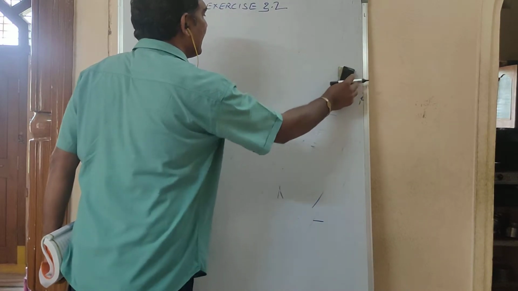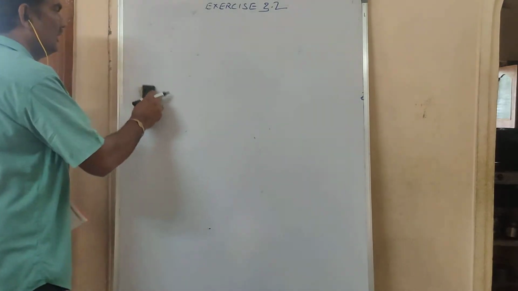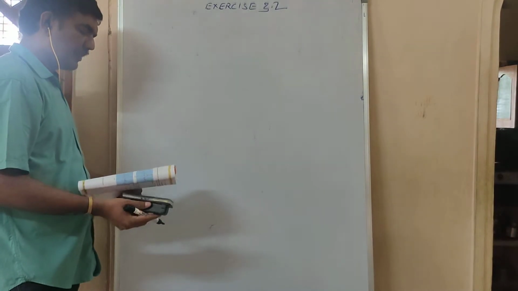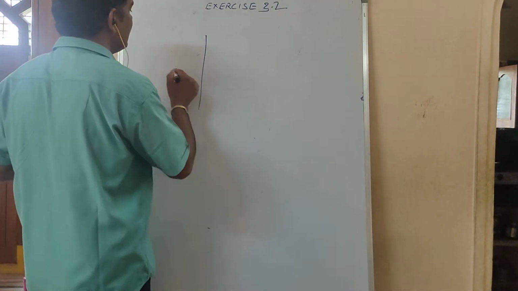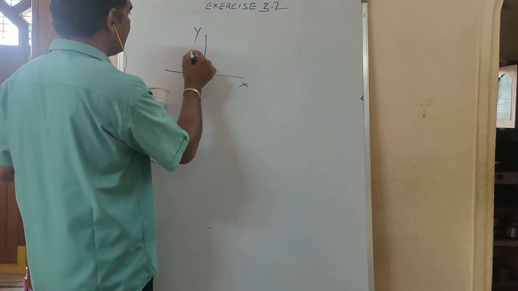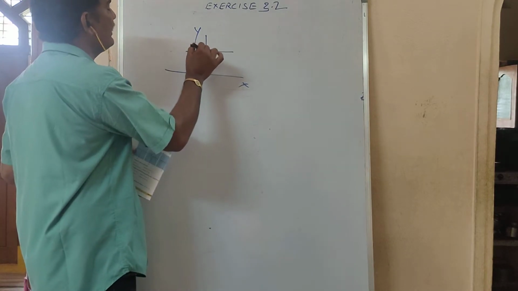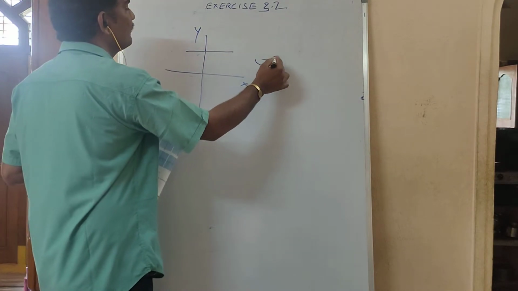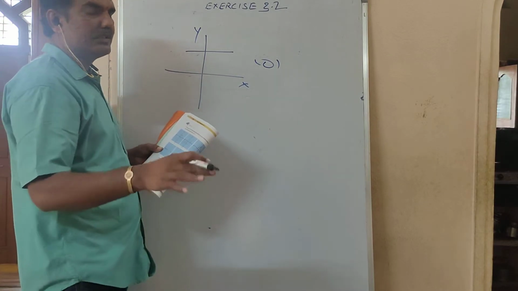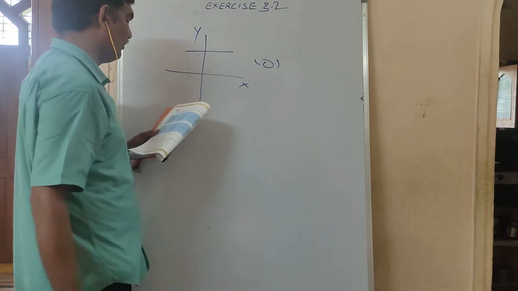Now by seeing the graph you can find out the number of zeros. So for the first one, they have given a graph like this. The x-axis is the horizontal line, and the vertical line is called the y-axis. How many zeros will be there for this graph? Means 0. The number of zeros for this is 0.